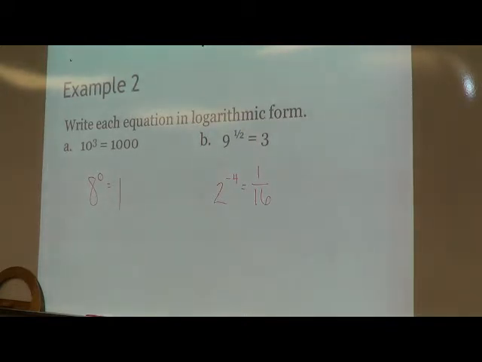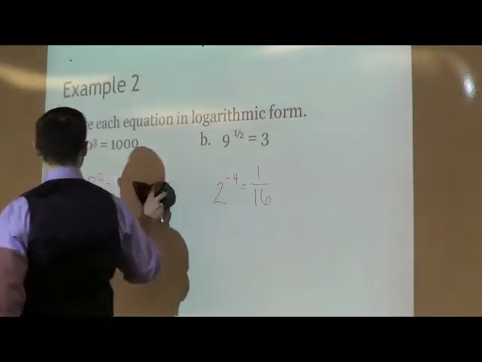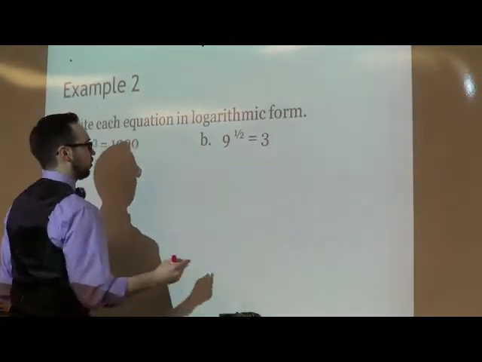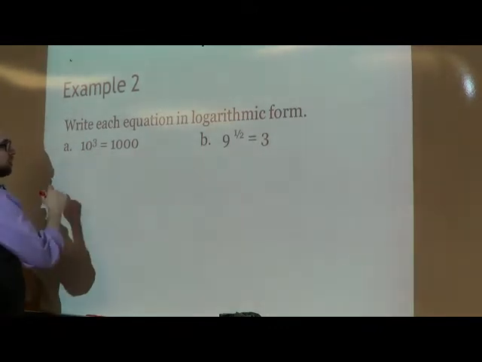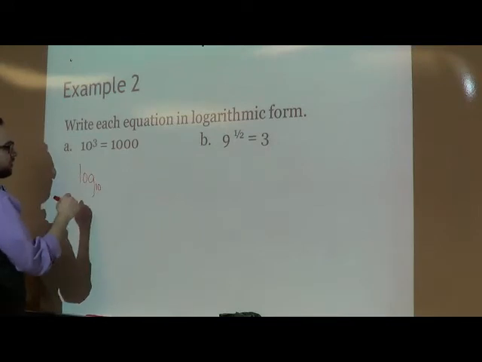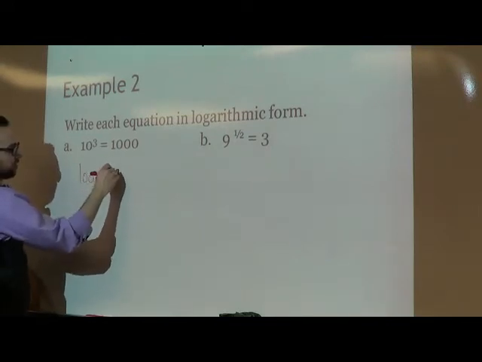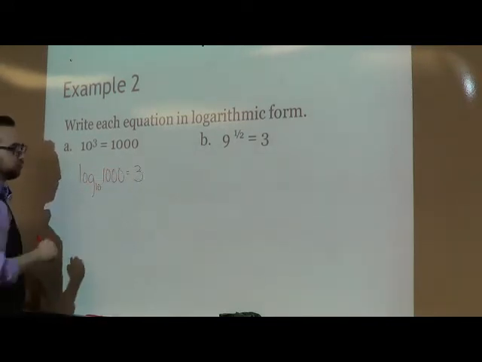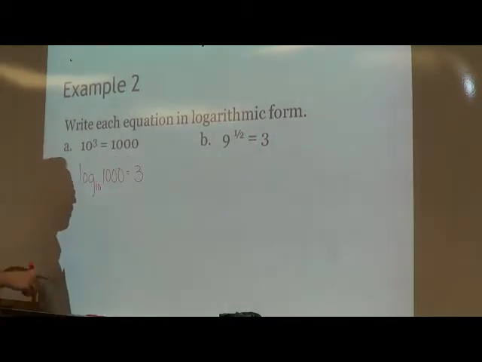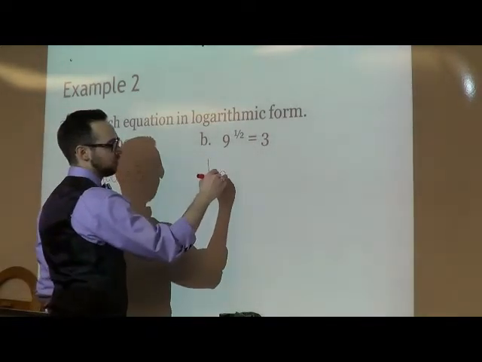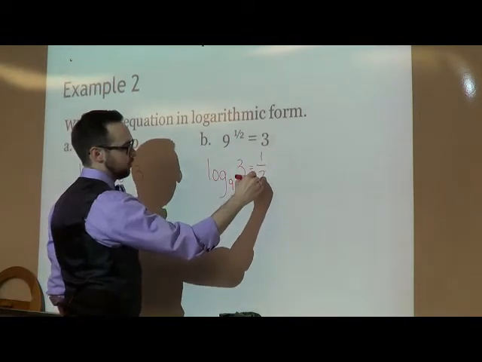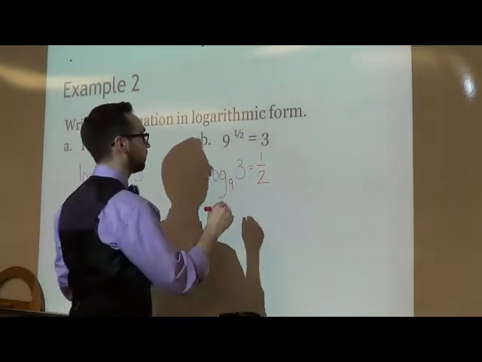Now we're going to go the other direction. Let's write these in logarithmic form. So for this one, we're going to say 10 to the 3rd power is equal to 1,000. So you would have log, the base stays the base, so log base 10 of 1,000 equals your exponent, which is 3. So the exponent is always the thing that's isolated by itself. So over here we have log base 9 of 3 is equal to 1/2.